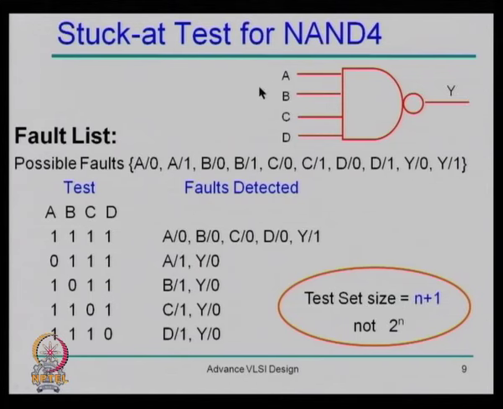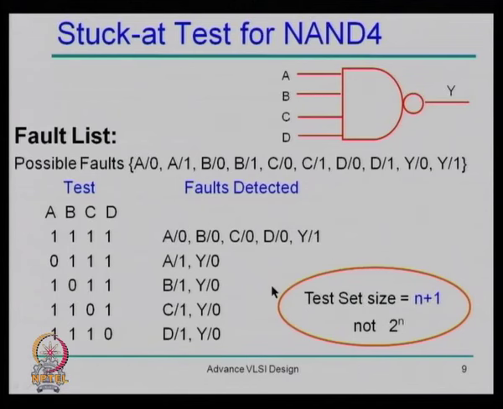If you have a circuit which is fan out free and has a single output, then again you need a test size of n plus 1 tests. If there are fan outs, this number will slightly increase by the number of fan outs you have in the circuit, but for a fan out free circuit this relationship holds good. The big thing this brings is that you are converting an exponential complexity problem into a linear complexity problem, and that's a big thing.